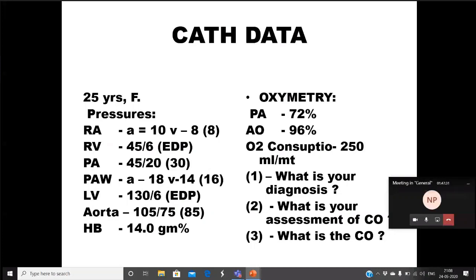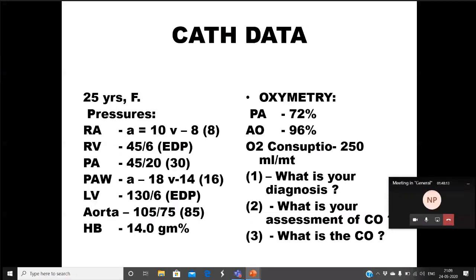RA is 10, sir, which is higher. V is 8, which is above normal. Then V up to 8 is normal. Actually, A and V in the RV can be up to 8. So that can be positive as normal, but A is elevated. Yes, sir. A is elevated. Then RV pressure is 40 by 6. So there is a gradient of only 4, sir. Okay. So there is a gradient across the tricuspid valve, which is 4, sir. Then RV pressure systolic is slightly higher, sir.